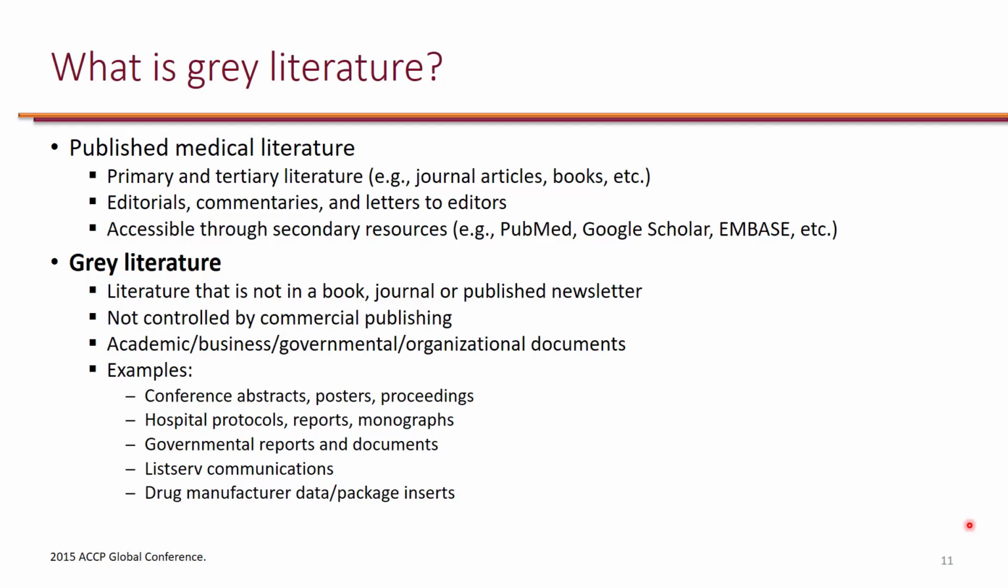Another example is that hospitals have their own protocols, and that's very important. If you end up working for an institution, you want to make sure that you have access to their protocols. Whether it's specific drug dosing or specific disease state management, you want to make sure that you follow the policies of your organization. That's also considered gray literature because it's not published in journals. It's only available within the organization or within the institution.